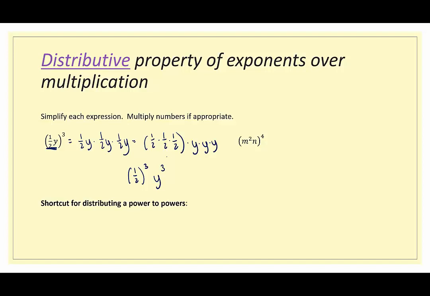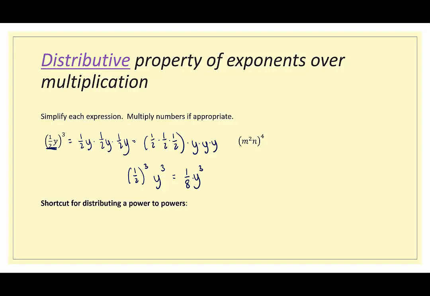So what happens with this distributive property? Each unique base gets an exponent. It's a little bit like Oprah, like you get a 3 and you get a 3. And that's it, because there were only 2 bases. So very minimal Oprah here. It does say multiply the numbers if appropriate. I think this is okay for now. We could also say that 1/2 cubed, 1/2 times 1/2 times 1/2, is the same as 1/8. So you could write this as 1/8 times y cubed.